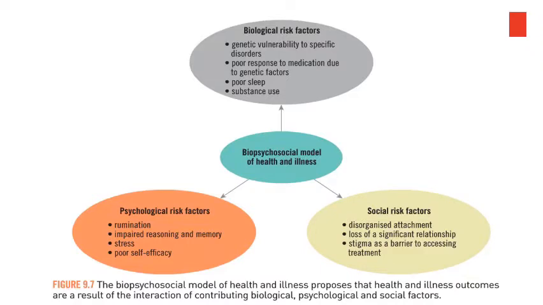So this is really coming off the back of the 4Ps model. So remember we're talking about predisposing factors, precipitating factors, perpetuating factors, and protective factors. Now, each of these 4Ps can be subdivided into biological risk factors, psychological risk factors, and social risk factors that, as we know, interact and combine to influence a person's mental health.